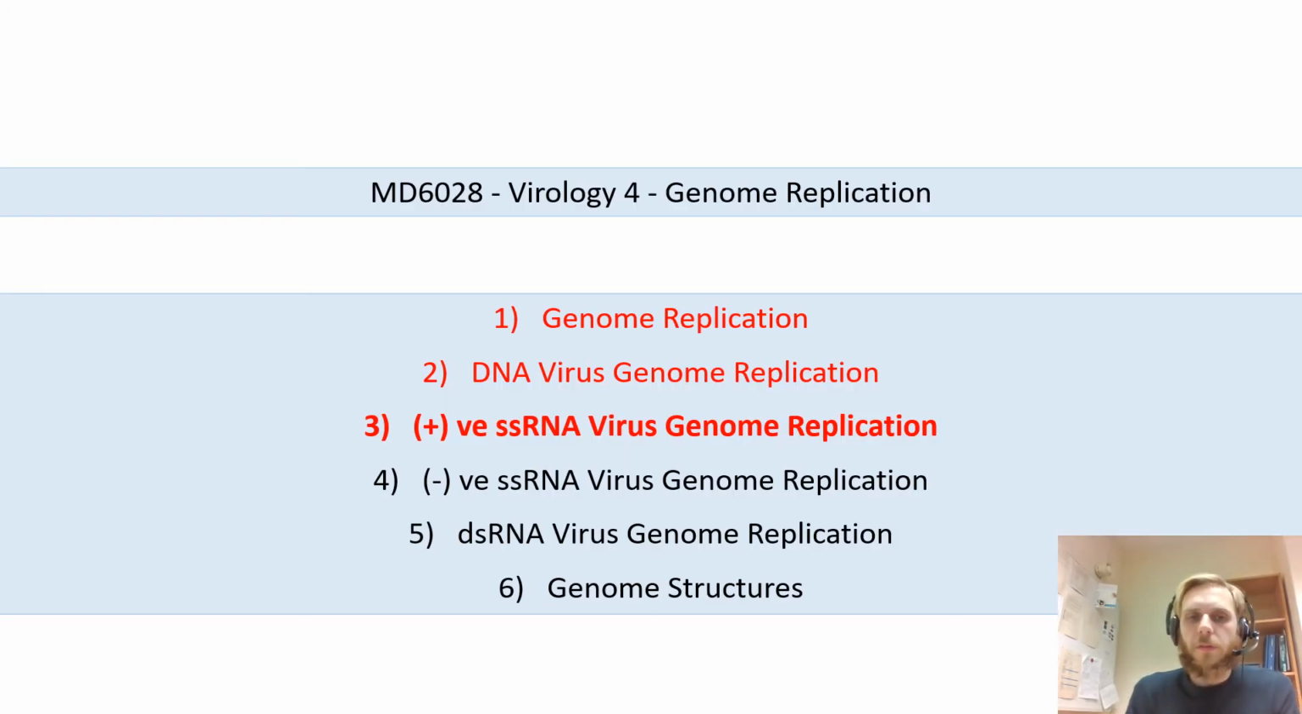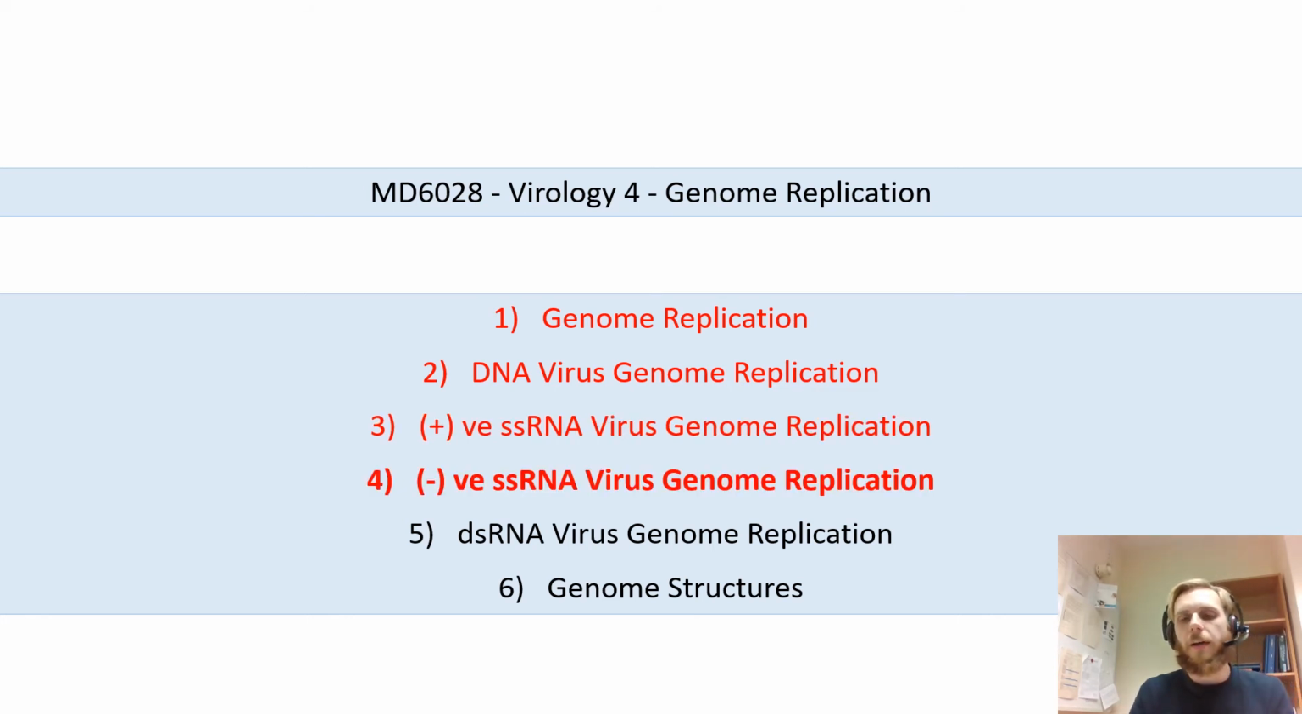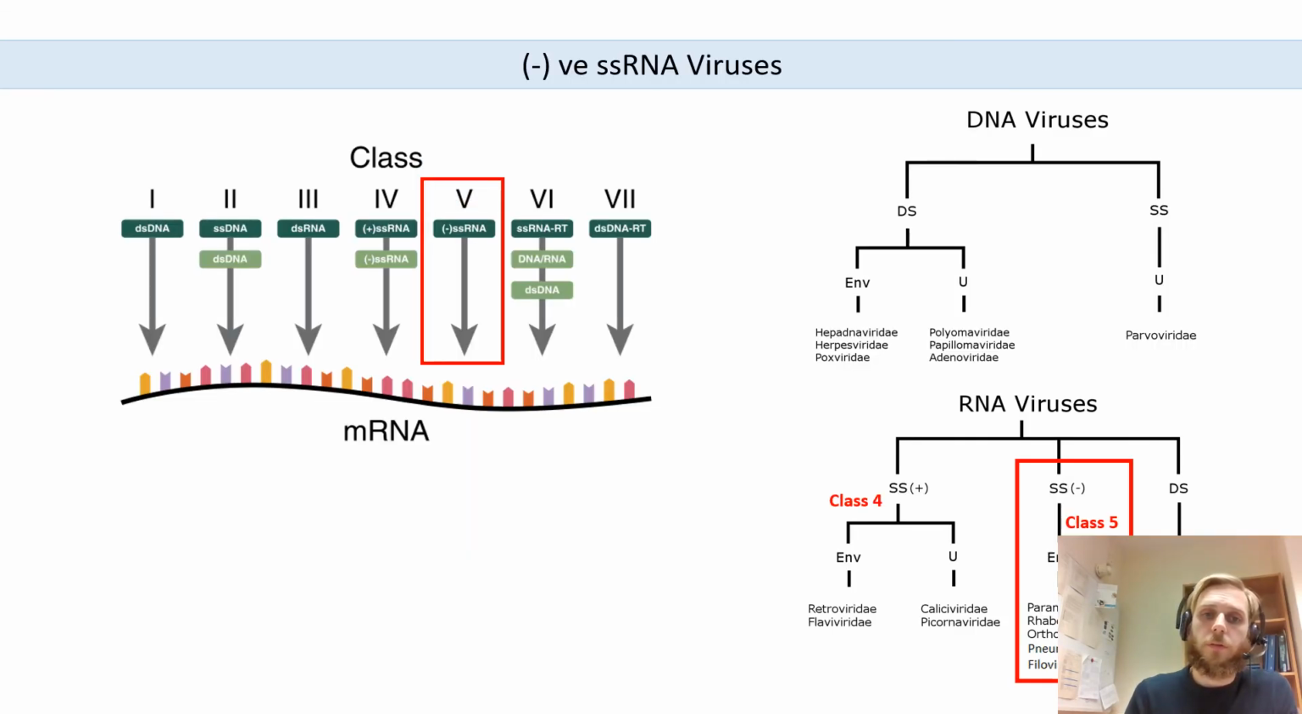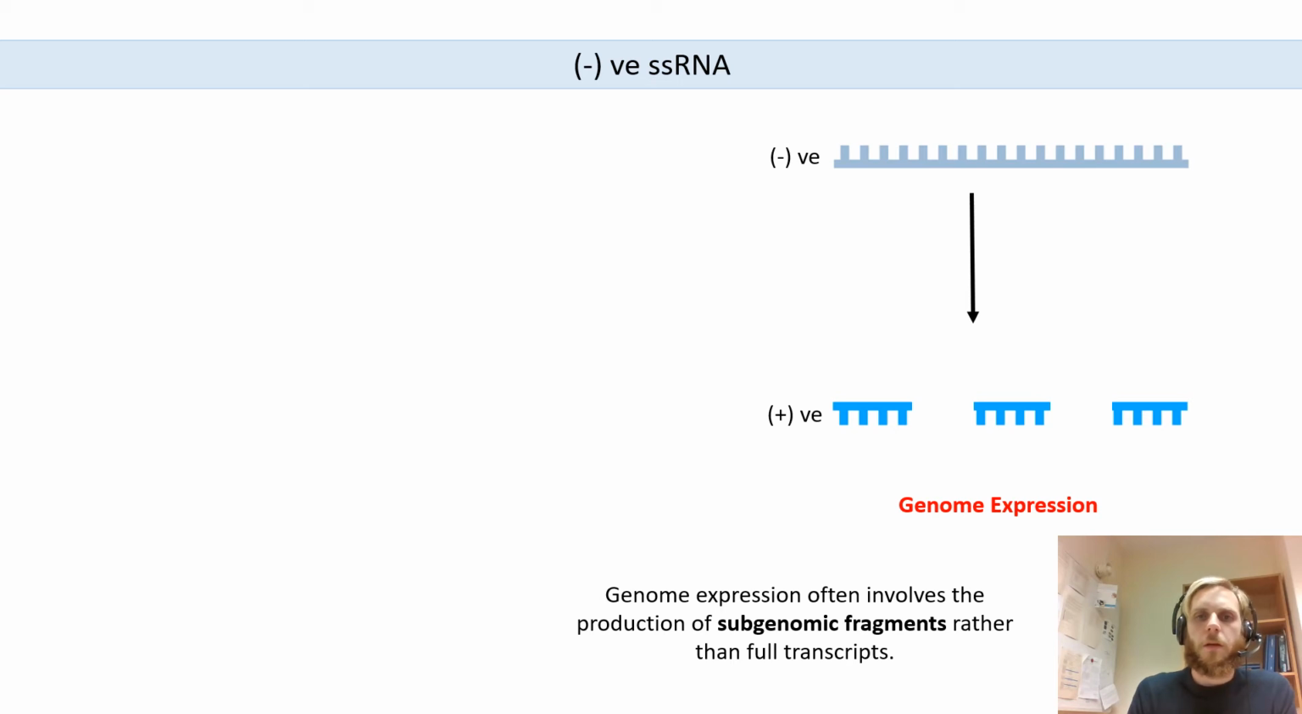Now we want to consider the negative sense single-stranded RNA viruses and how they replicate their genomes. So we're talking about the fifth group in the Baltimore classification system. So negative sense single-stranded RNA viruses. We covered genome expression for these viruses last week.